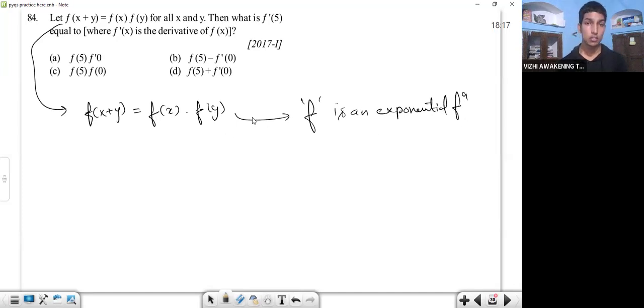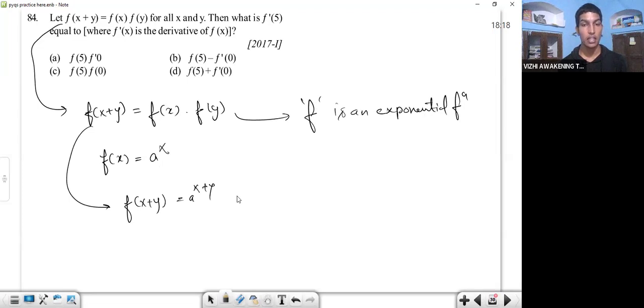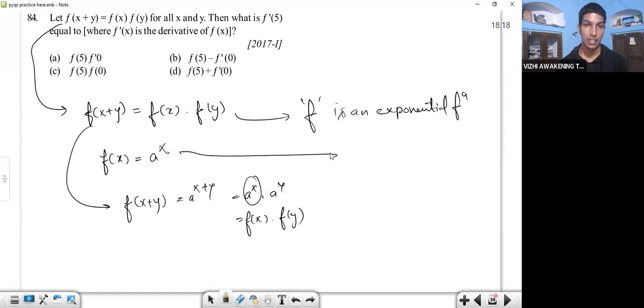So what is the function of exponential? What is an exponential function? Typically, f of x is a raised to power x. Okay, so we can verify our statement from here: for f of x plus y, it will be a raised to x plus y, and we can write it further as a^x into a^y, which is f of x multiplied by f of y. Okay, so this is an exponential function. We have verified it.